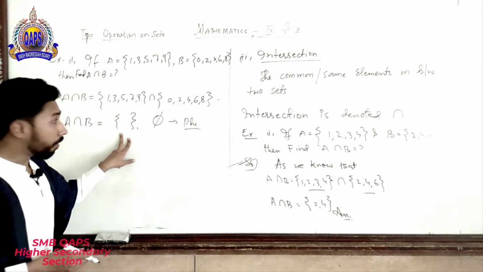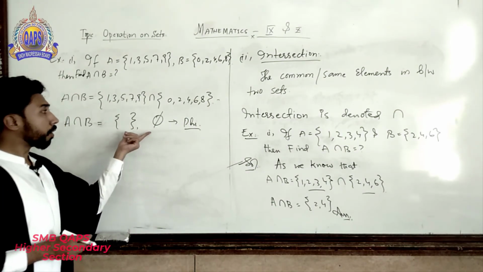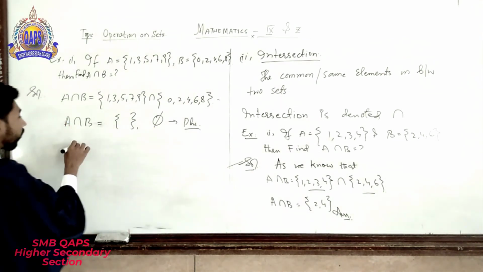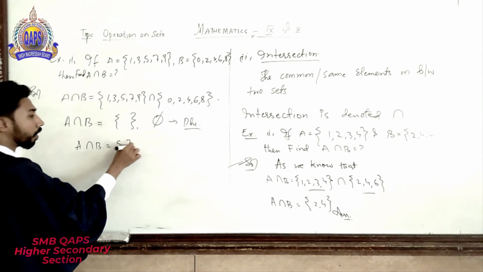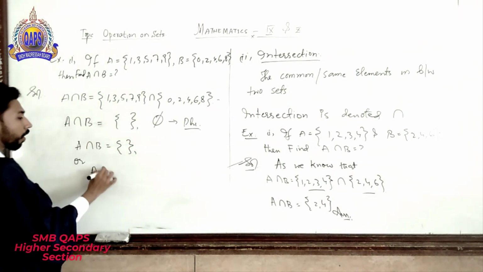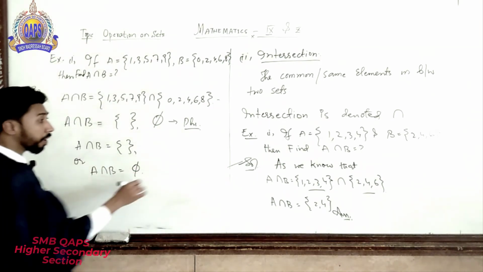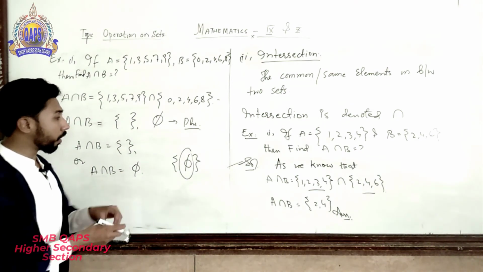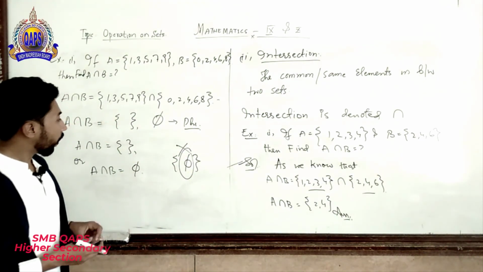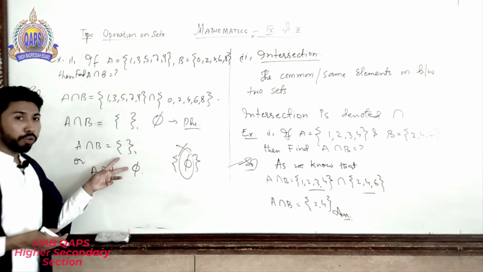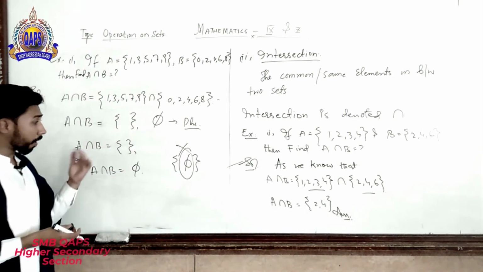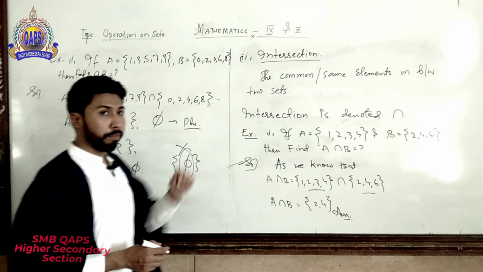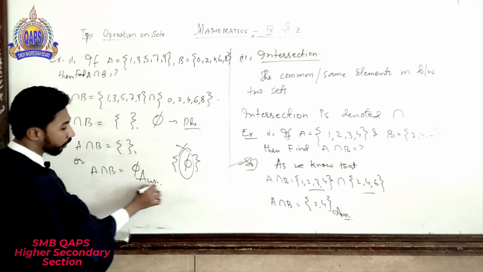You can write either the null set symbol or empty braces, but not braces containing phi, because then there is one element which is phi. So this is a wrong answer. You can write both separately or individually. That's why our example of intersection is done. So this is our answer for the given sets.